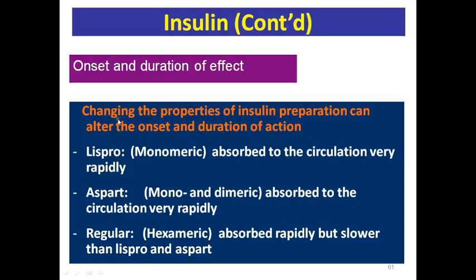Onset and duration of effect change with the properties of the insulin preparation. If the insulin molecule is changed a little bit, it alters the onset and duration of action. So we have Lispro, which is monomeric and very rapidly absorbed. Aspart, which is monomeric and dimeric, is also absorbed rapidly. So these are short acting ones. Regular is absorbed rapidly, but slower than Lispro and aspart. When you prescribe Lispro or aspart, you tell the patient to take them with the first bite of food, and for regular, you tell them to take it at least 15 minutes before taking food. These are called short acting insulins, and are used for the rise of glucose with food intake.